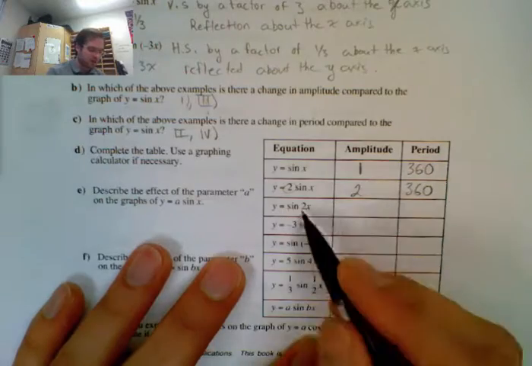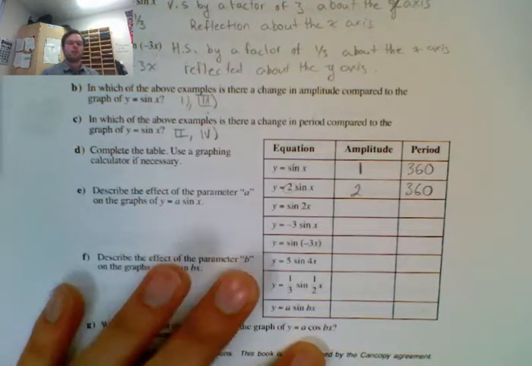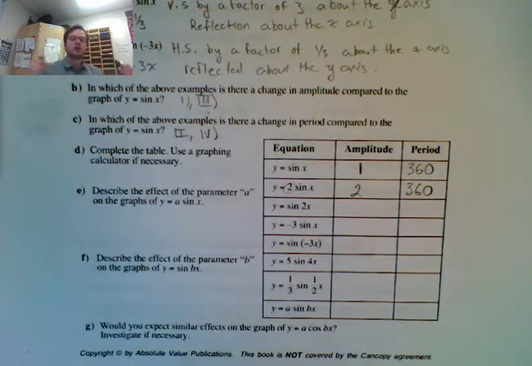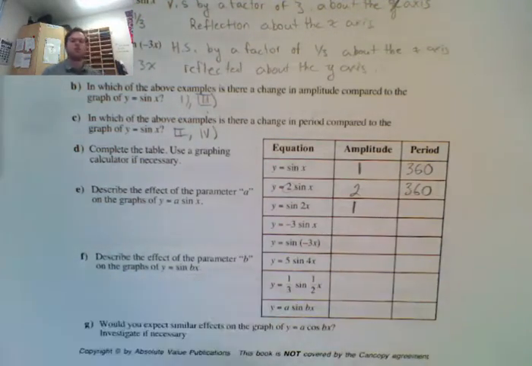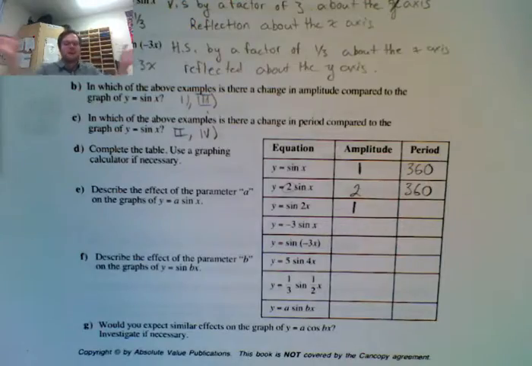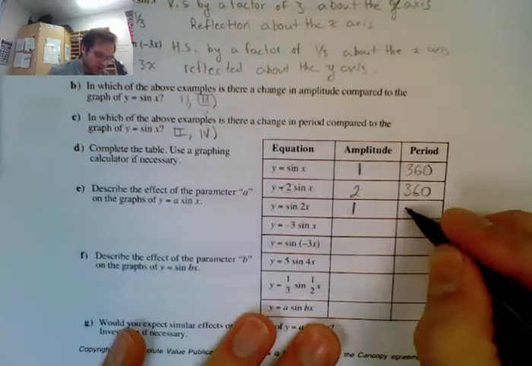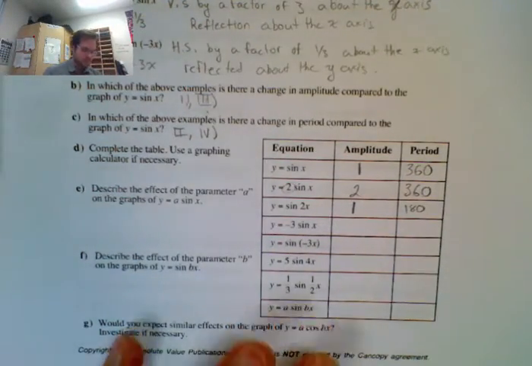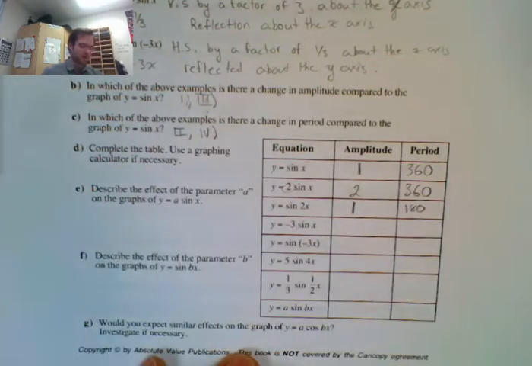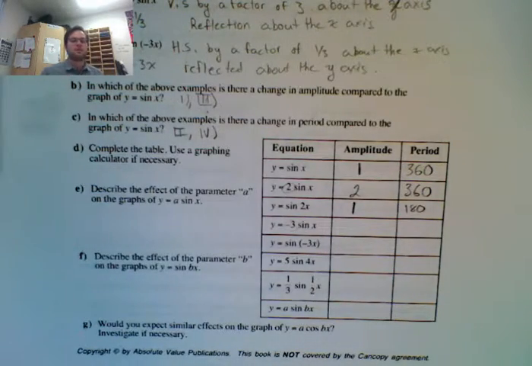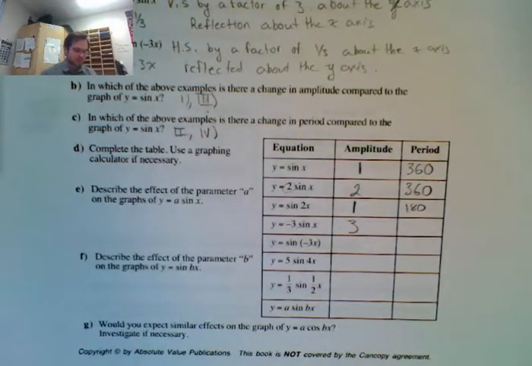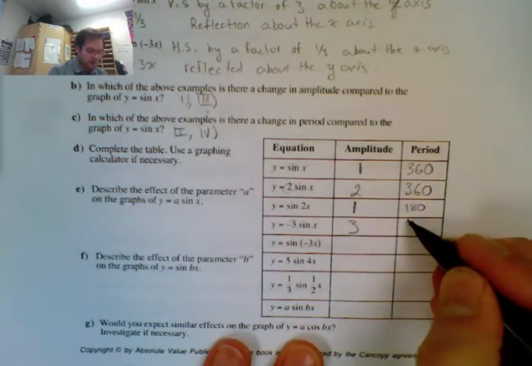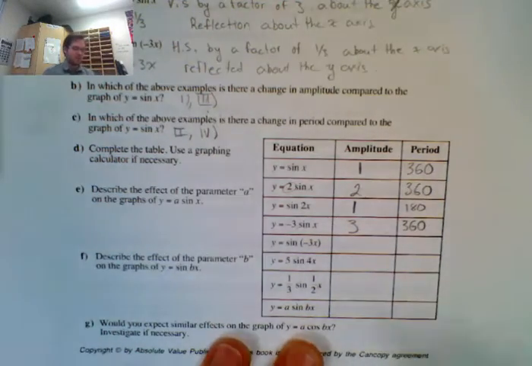My next one here is sin 2x. Well, in this case here, we're stretching it horizontally by a factor of 1/2, but my amplitude stays the same. It's kind of like compressing it, so the period is going to be only 180. Next one here is -3 sin x. Well, my amplitude, once again, we're stretching it vertically 3 times my original, so it's going to be 3. And my period is still going to be 360. Nothing changes to period with that one.